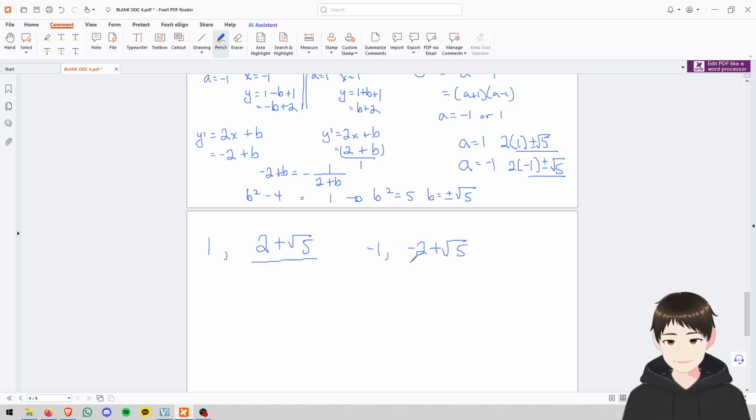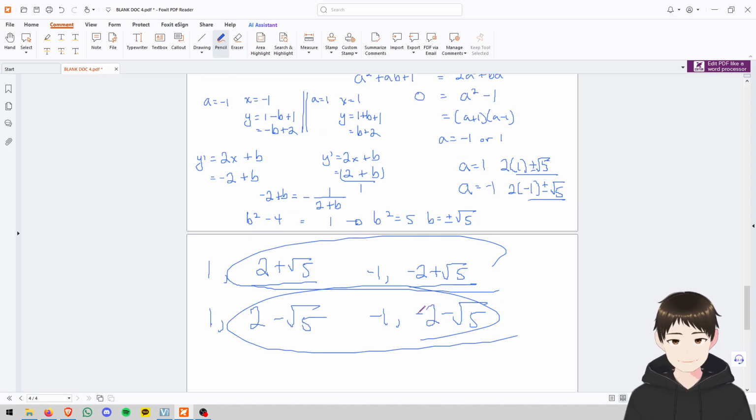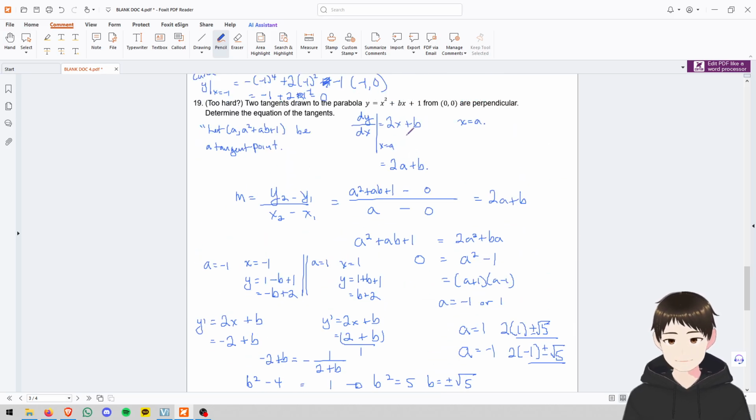And if a is negative 1, the y would be negative 2 plus root 5. If the b value was negative root 5, then the other point would also have to be negative root 5. There are actually two sets of answers based on what b could be, and they both satisfy. Each value of a gives me two separate values for b. In other words, there are two sets of tangents that could be drawn.